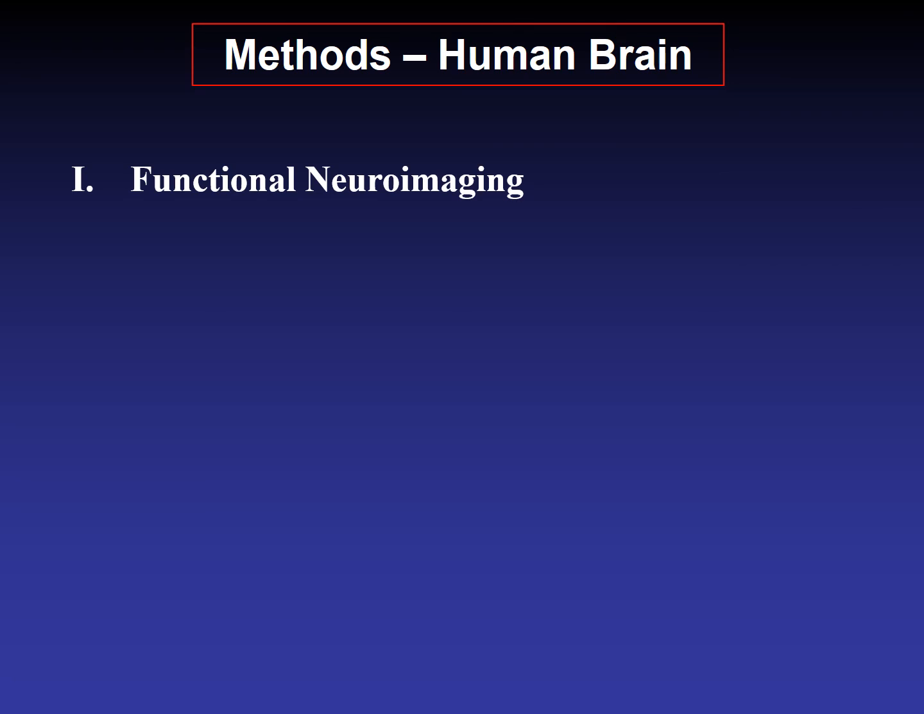So we shift now from having talked about invasive techniques such as lesion methods, functional tracing, and single cell recording to talking now about functional neuroimaging. And there are four basic types of tools that we're going to discuss for human brain imaging.